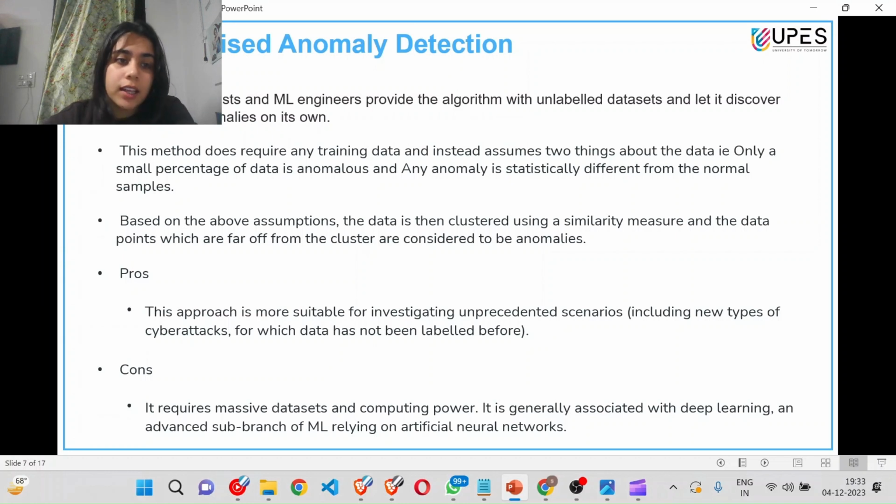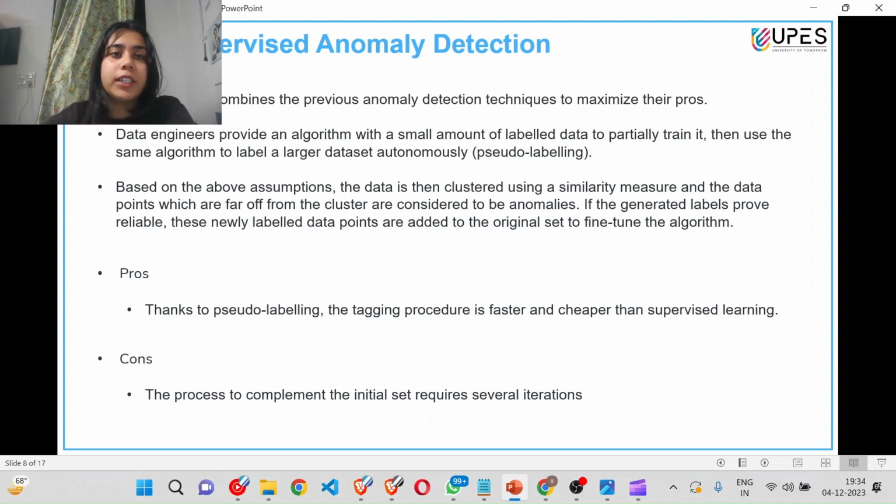The pros are this approach is more suitable for investigating unprecedented scenarios, including new types of cyber attacks for which data has not been labeled before. The cons are it requires massive datasets and computing power. It is generally associated with deep learning, an advanced branch of ML relying on artificial neural networks.